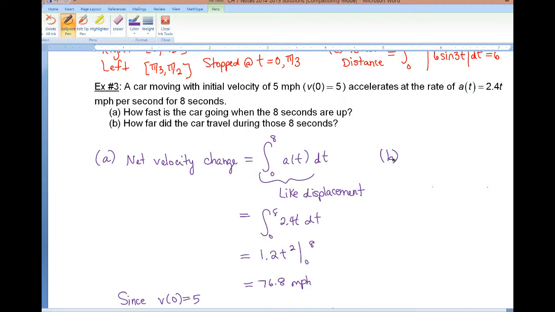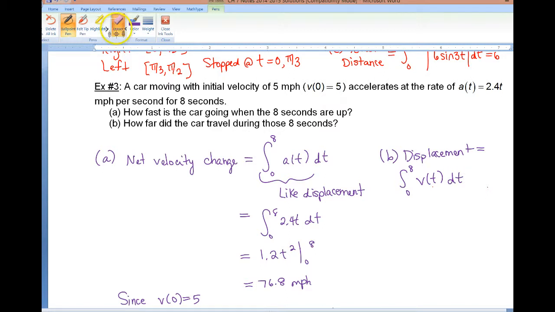Okay. How far did the car travel during those 8 seconds? So what is that going to be? The displacement. That's the integral of velocity. Now, notice I said here, like displacement. I meant that it was the net change in something. But now when we actually do displacement, we're going to do the integral of velocity, from 0 to 8 of velocity.